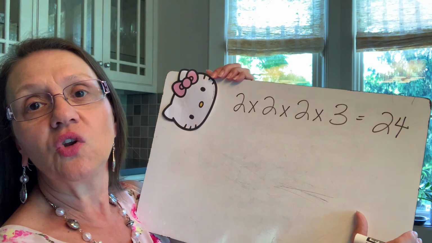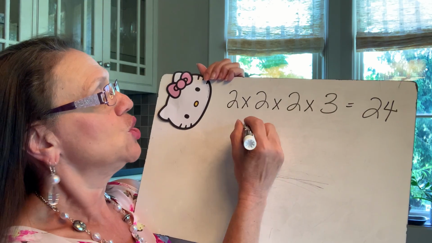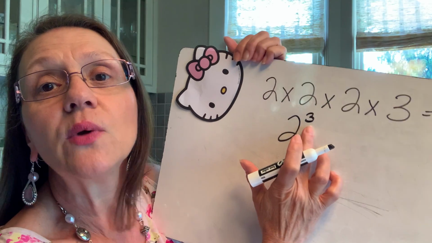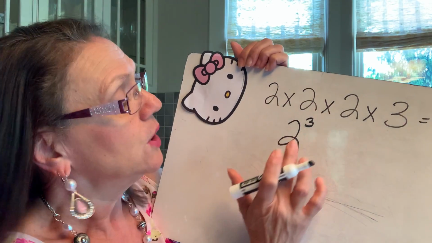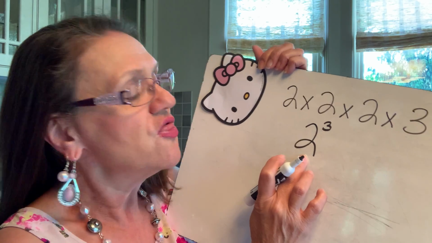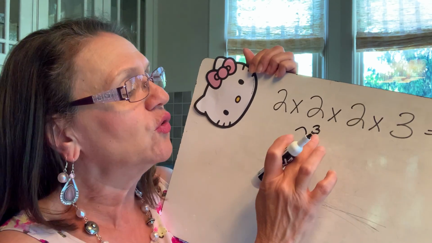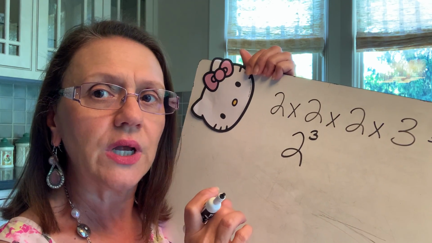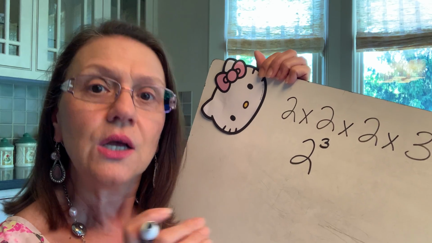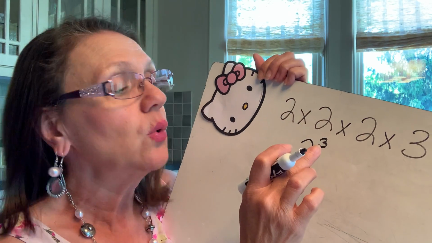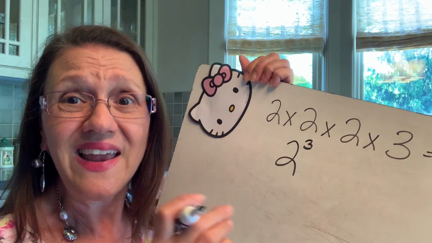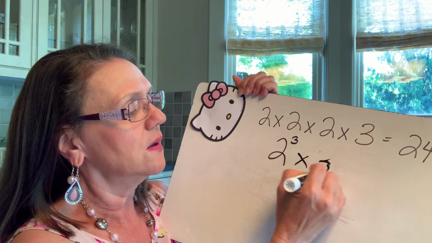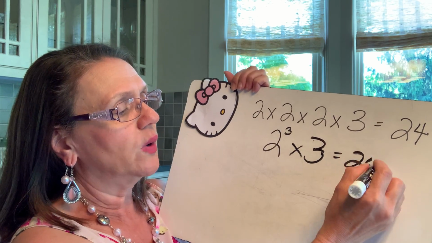Instead of writing 2 times 2 times 2, I would write 2 to the power of 3. See that little tiny 3 up there? That's my exponent. 2 is my base number. That's the number that's going to be multiplied, and it's going to be multiplied 3 times itself. It is not 2 times 3. No, 2 times 3 is 6. 2 times 2 times 2 is not 6, it's 8. So 2 to the power of 3 times 3 is also 24.